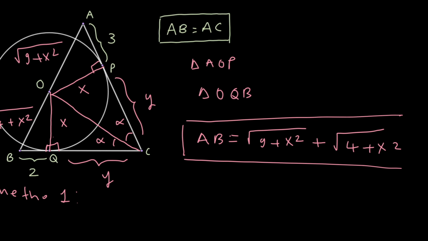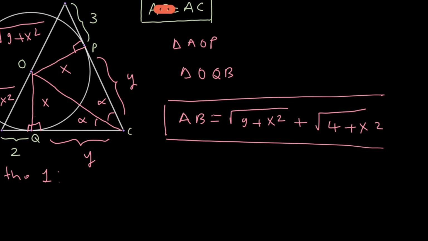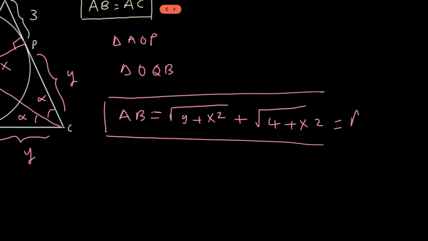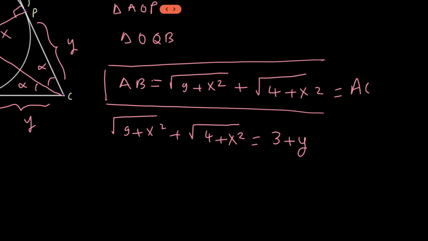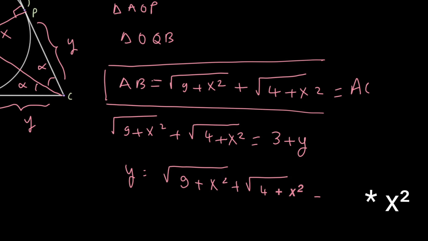Now look carefully, the given data was AB equal to AC. As per this diagram, the length of AC would be equal to 3 plus y, and that would be equal to AB. So finally we will get square root of 9 plus x square plus square root of 4 plus x square equal to 3 plus y. Subtracting 3 on both sides will give us the value of y, that would be equal to square root of 9 plus x square plus square root of 4 plus x square minus 3.